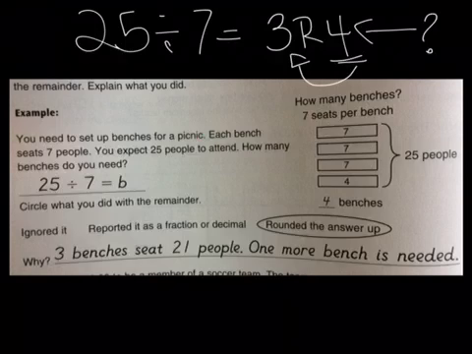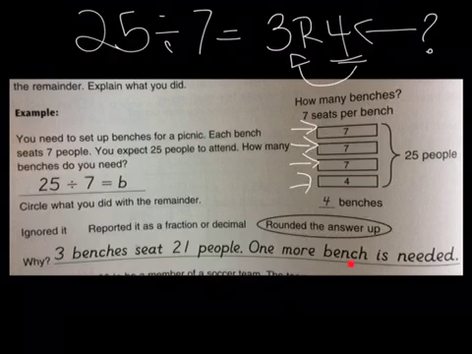We cannot just have 1, 2, 3 tables. We need to have 4 tables. So this remainder here, boys and girls, is going to make us round up to 4 tables. So we have to round the answer up. 3 benches seats 21 people. 1 more bench is needed for all 25 people. Okay, I hope that clarifies what it means to interpret remainders.